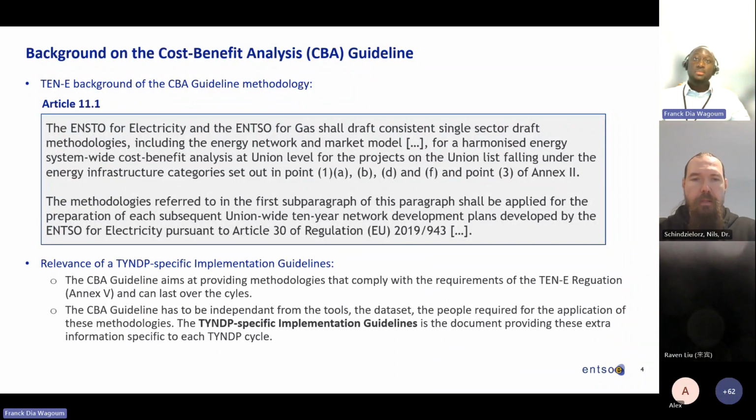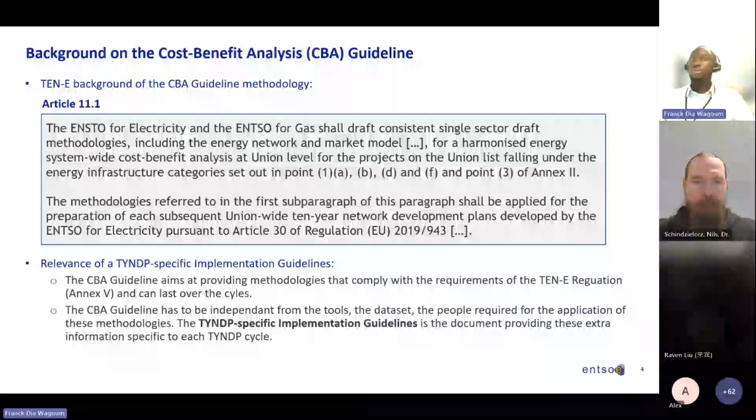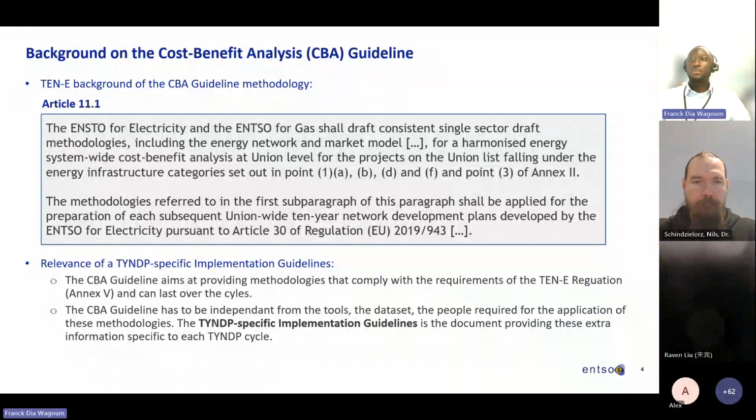And as the CBA guideline itself has to be independent from the tools and the data set and the people required for the application of this methodology, here comes the need also for an implementation guideline, which is therefore the document providing those extra information which are specific to each TYNDP cycle. So it defines what are the data set, what are the tools, what are the people, because some indicators could also be computed internally by project promoters.